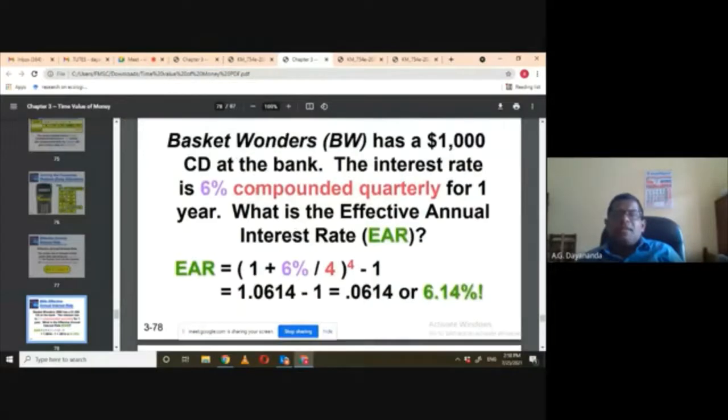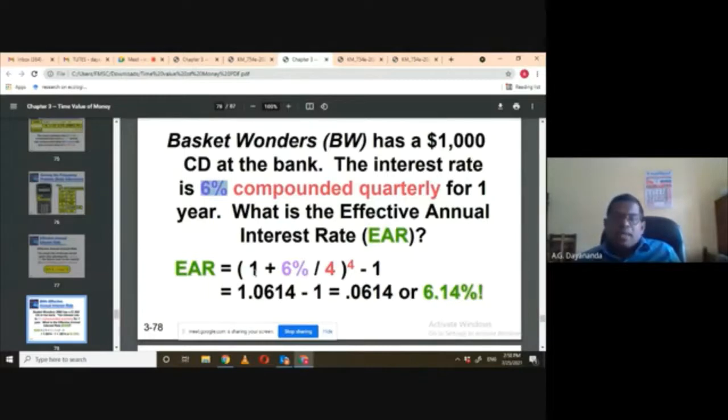Say Basket Wonders has a 1,000 rupees CD at a bank, and the interest rate is compounded quarterly for a year. What is the effective annual interest rate? EAR means effective annual rate. Even though the interest rate here is 6%, that is the declared, common interest rate. But what you actually get is totally different from what is declared if the compounding frequency is high. That's called EAR.